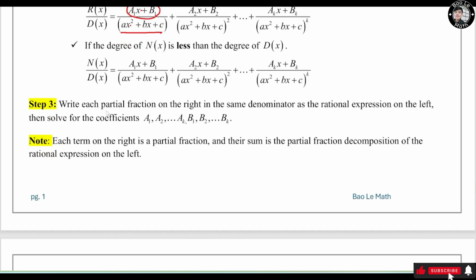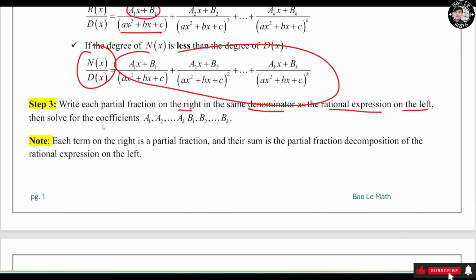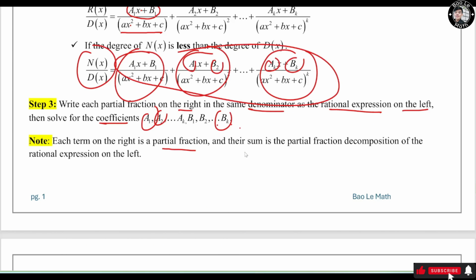Now step number 3, write each partial fraction on the right in the same denominator as the rational expression on the left right here. Then solve for the coefficients a1, a2, all the way to bk. Note that each term on the right is a partial fraction, and that sum is the partial fraction decomposition of the rational expression on the left.